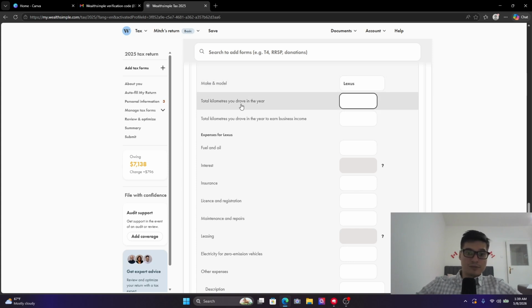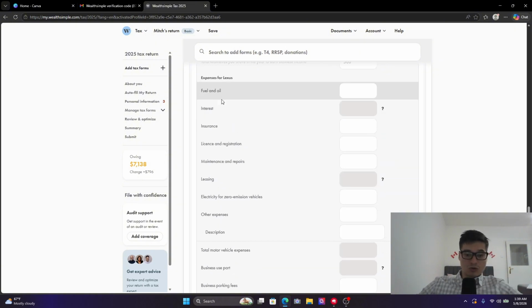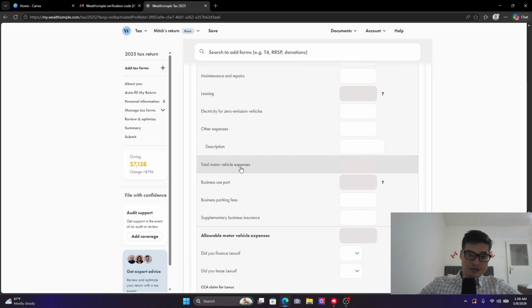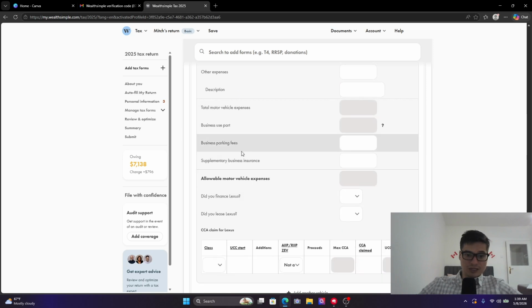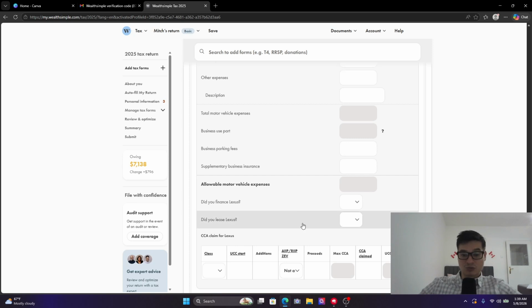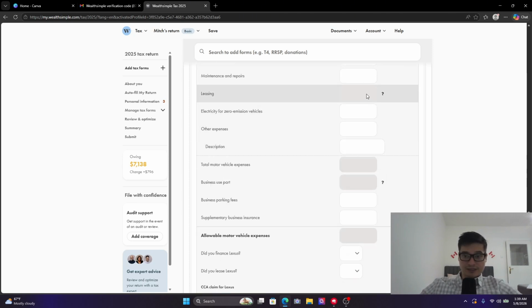Then you tell how many kilometers you've driven in the year. You drove 2,000. 500 was for business purposes. Now you can take 500 of that, 25%. There's a huge description of all your expenses. So if you had fuel and oil, interest, insurance, registration, all of these are very easy to know. Allowable motor vehicle expenses. So if you wanted to claim CCA on that, you could as well. In general, you'll go through and you'll input all this information and you can find that it changes.